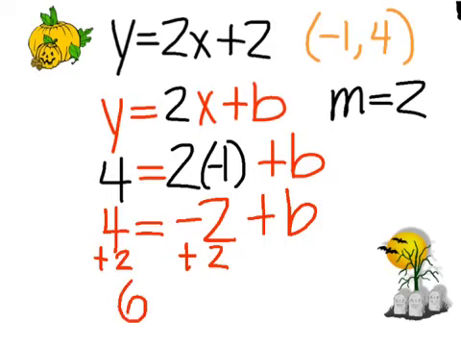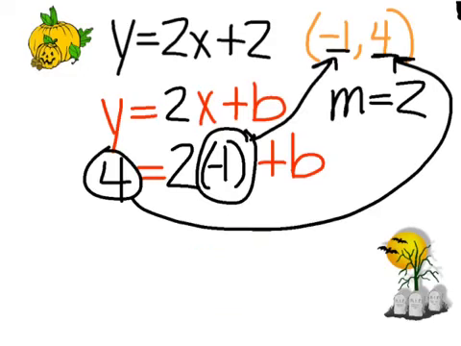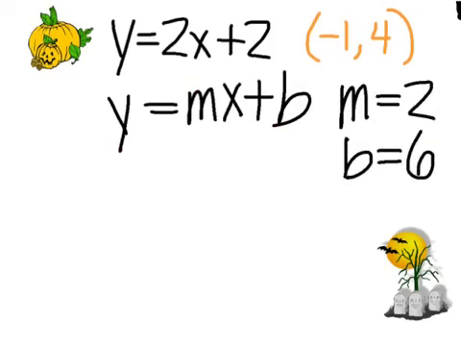On the left we get 4 plus 2, which is 6. And on the right, we have our b. This is how we find our b, our y-intercept for our line. The x, or the negative 1, comes from our x value, and the 4 comes from our y value. And we found b is equal to 6.